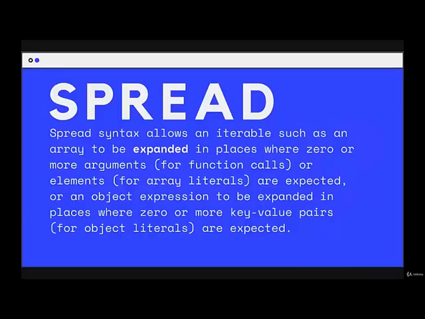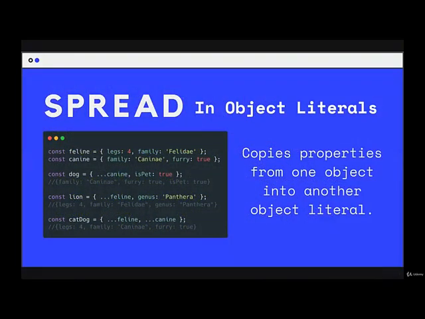Next up, we have the third context we can use spread. It's down here at the bottom of the paragraph: an object expression to be expanded in places where 0 or more key value pairs are expected. So here's what it looks like. It's the same, but we put it inside of curly braces, inside of an object literal, and it will copy over key value pairs, properties from other objects into a destination object. So effectively, we can make copies of objects, or we can create combinations of objects. We can put them together.